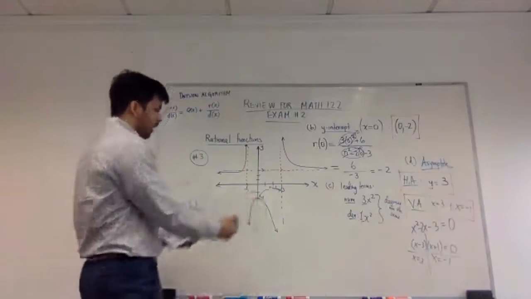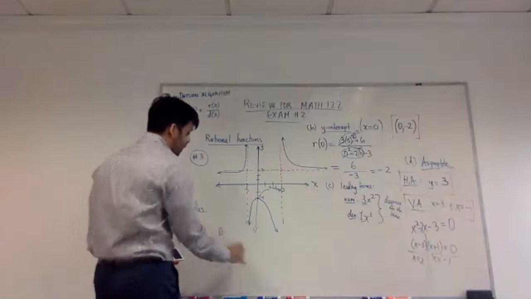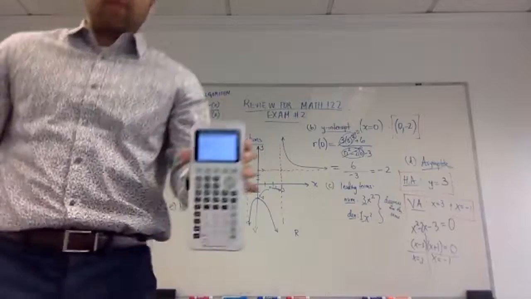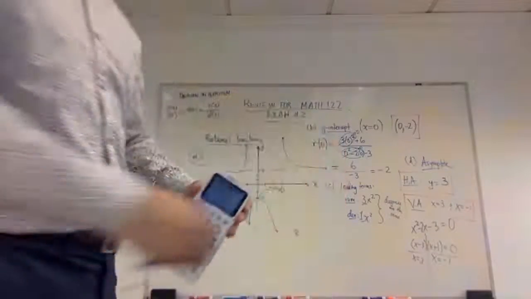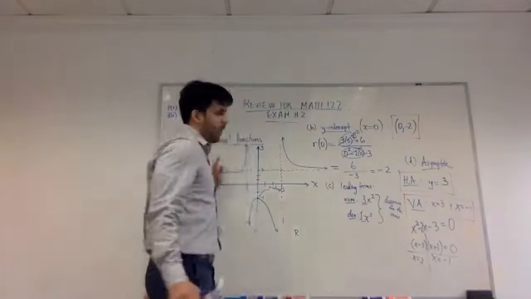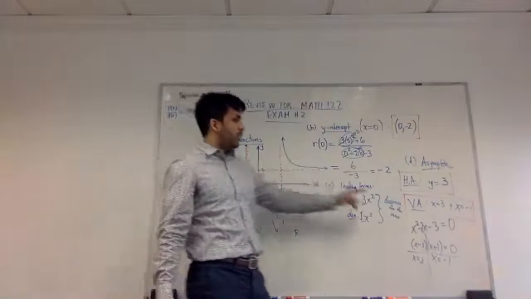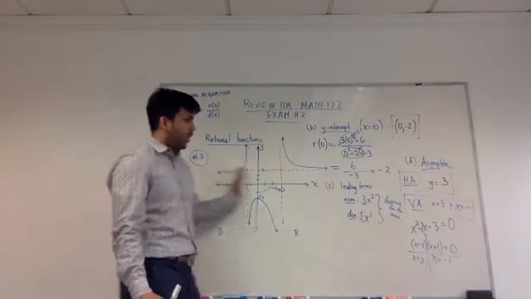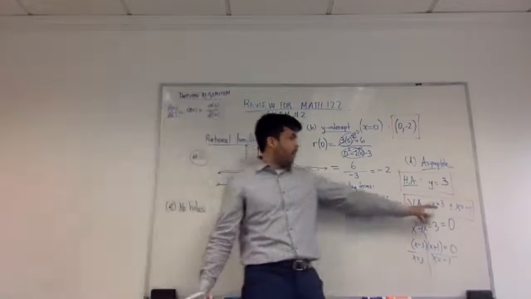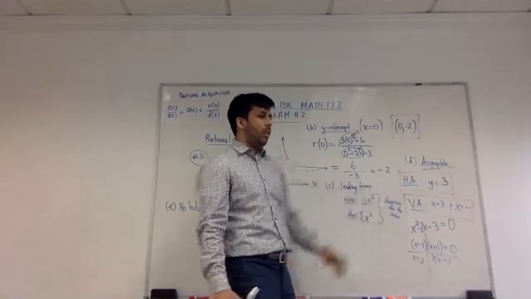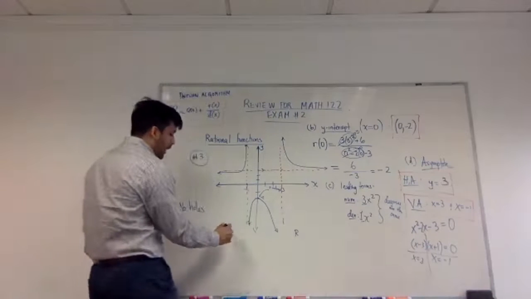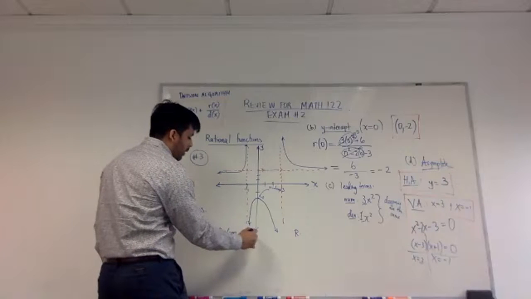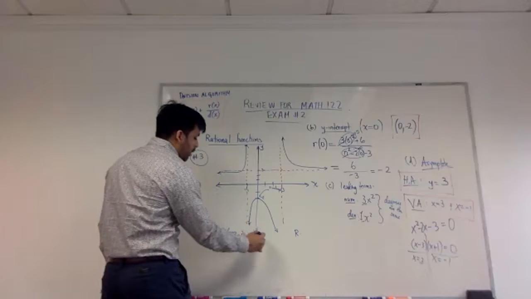And now with this, I can find what my domain is and what my range is. My domain is actually quite simple to find, because it's all the points except where there's a vertical asymptote. So my x values all work except for the values that are my vertical asymptotes, which are -1 and 3. So my domain will be -infinity to -1 union -1 to 3 union 3 to infinity.